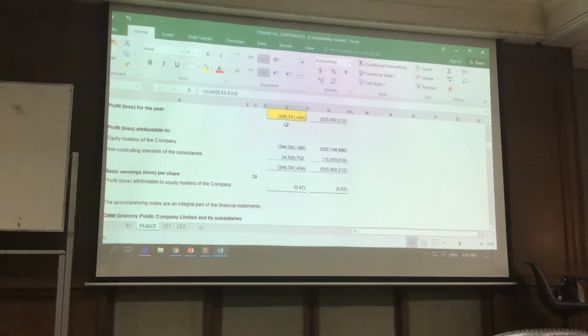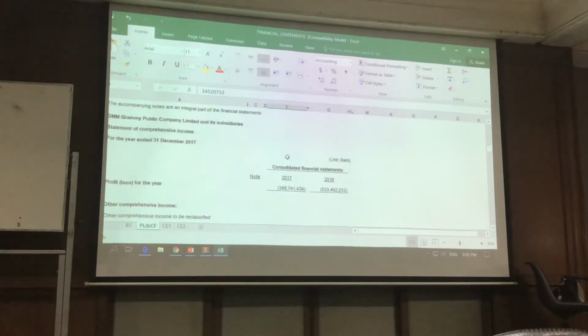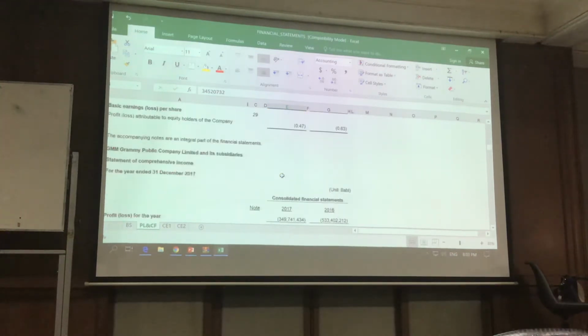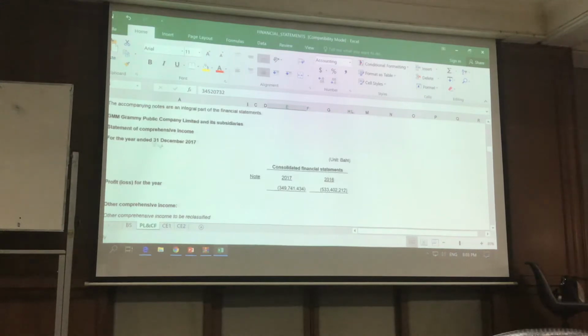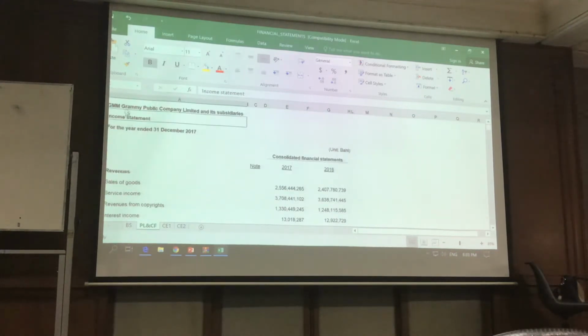349 loss. Alright. This 349 loss breaks into two parts. First part goes to the parent equity holders, and the second goes to NCI. Alright. And also from 349 here, when you're looking at the statement of comprehensive income, this is the income statement.